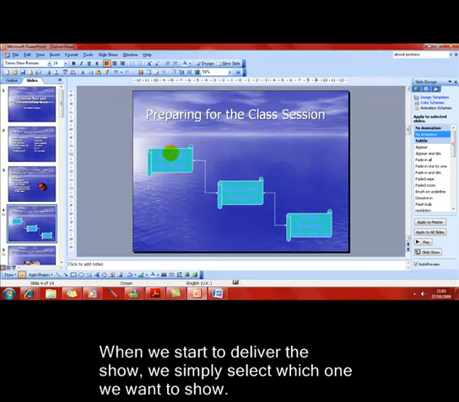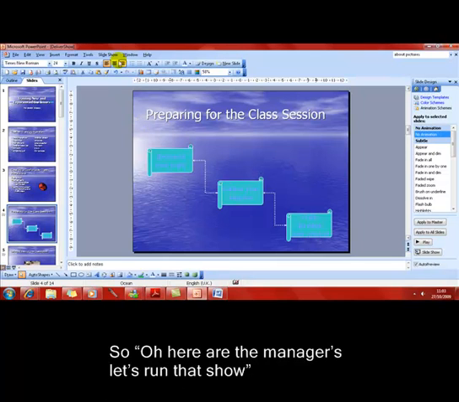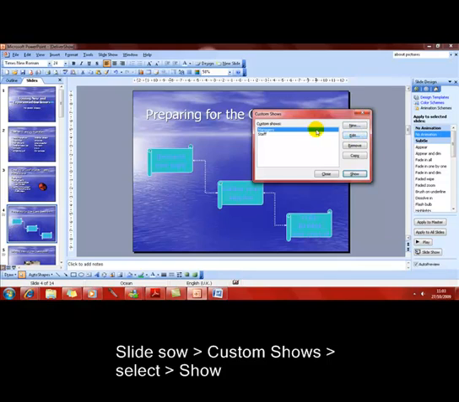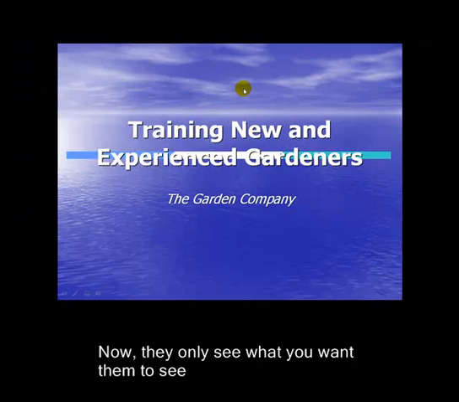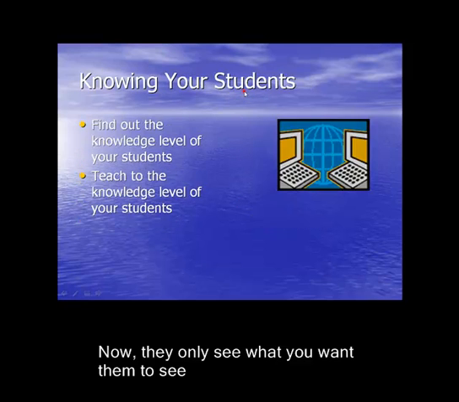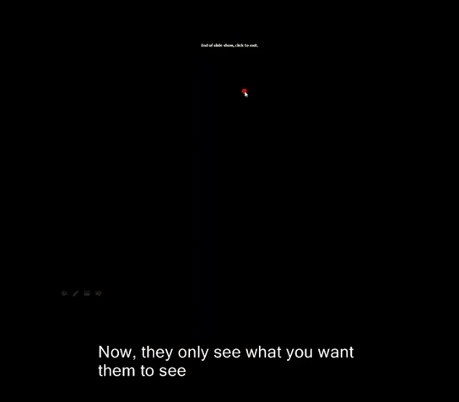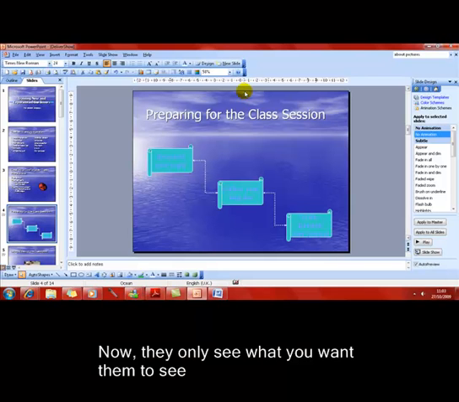Now, to choose which show to deliver, we don't use the normal method. We go back into that dialog box. So it's slideshow, custom shows. Who's in today? Oh, the managers are in today. So we select the managers custom show and then the show button. Now the presentation will just have the slides in it that we pre-selected. I think there was about 5 or 6 altogether. There we are. And the presentation comes to an end.